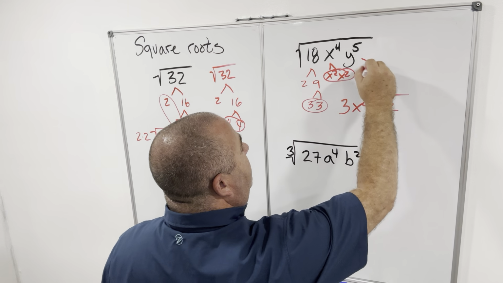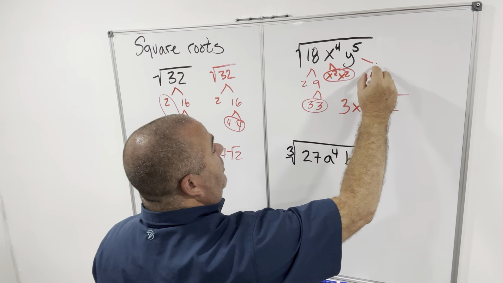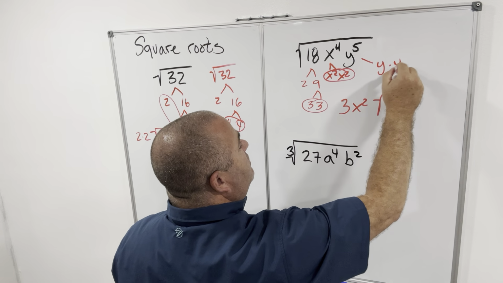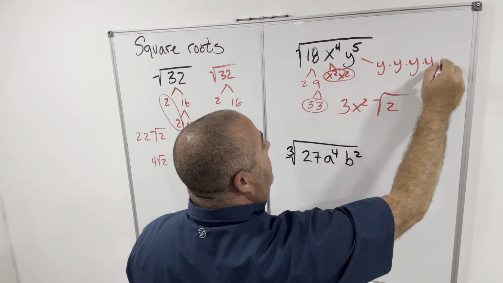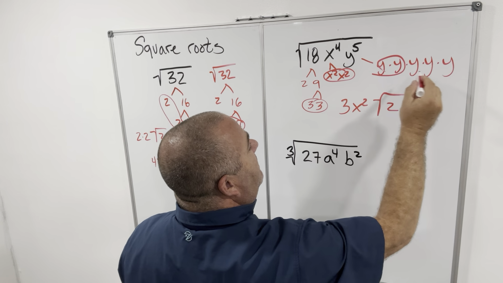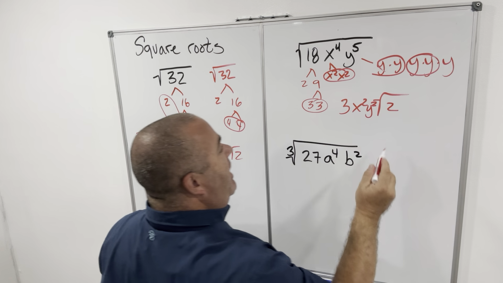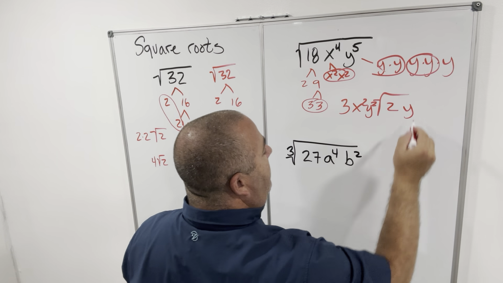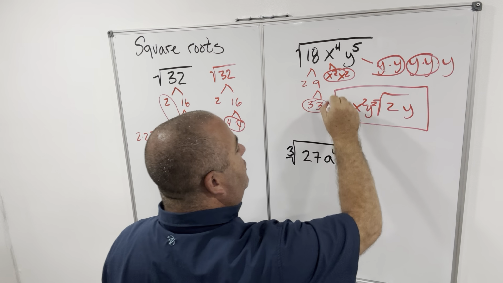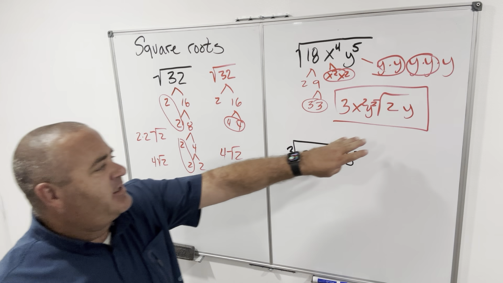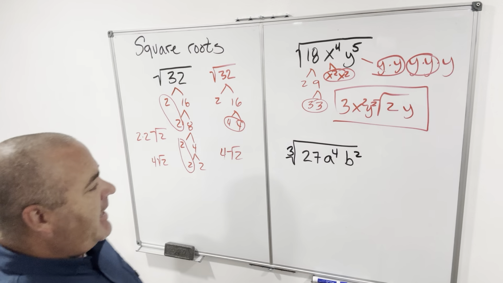And this y to the 5th, we can break that down. In fact, if you want to really simplify it, that's just y times y times y times y times y. And we can pull them out in groups of 2. So we have 2 of those. So we'll have a y squared, and we've got to leave one y in there. So our final answer then is 3x squared y squared times the square root of 2y.